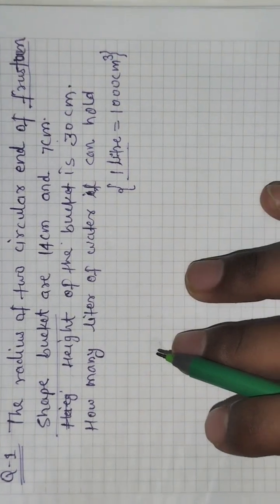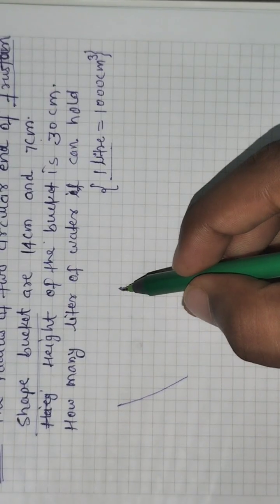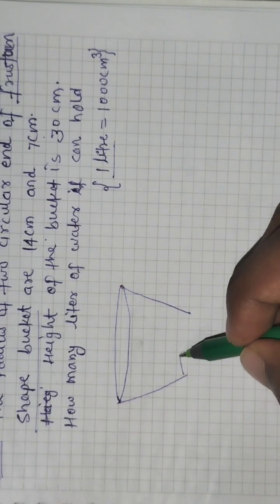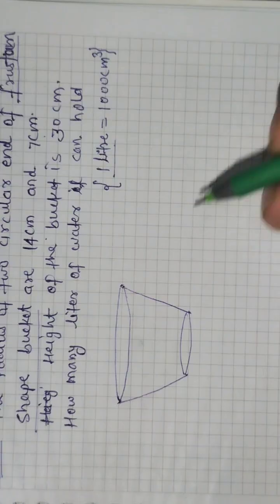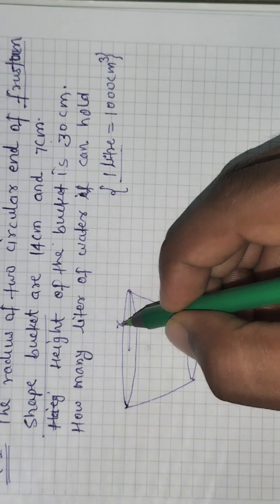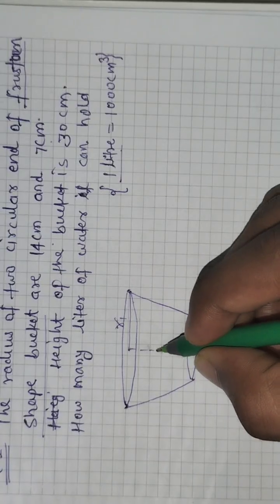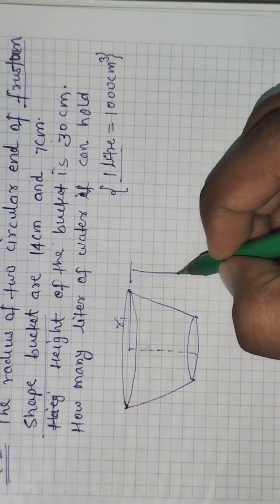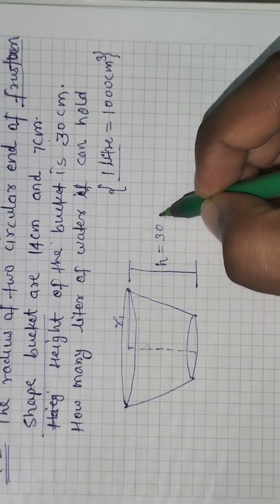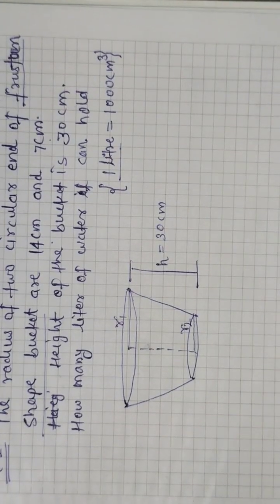So guys, we know what a frustum shape looks like, this kind of structure. This is our frustum shape, and this is the bigger radius that, let's say, we denote by r1. And in the question, height is also given, h equal to 30 centimeter, and this is r2, the small radius.